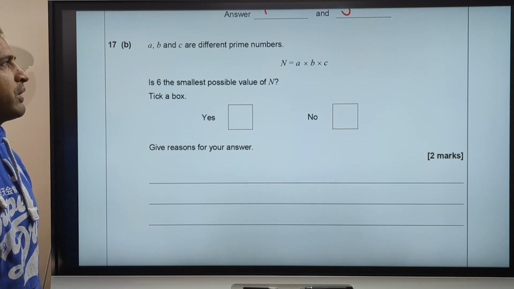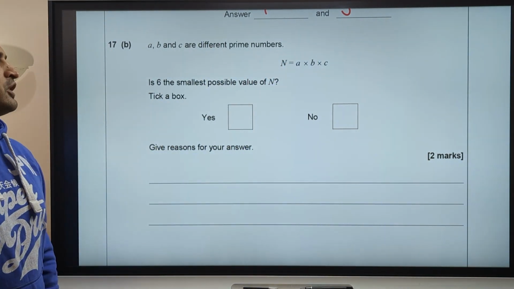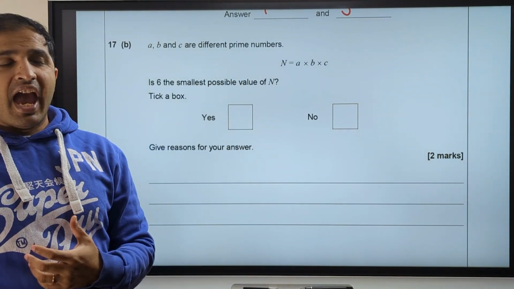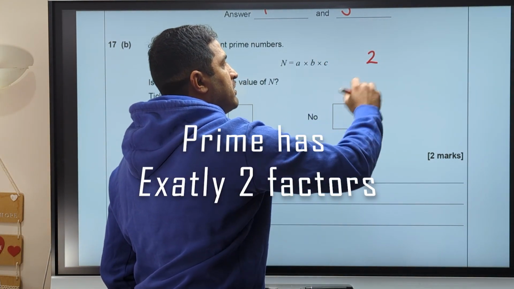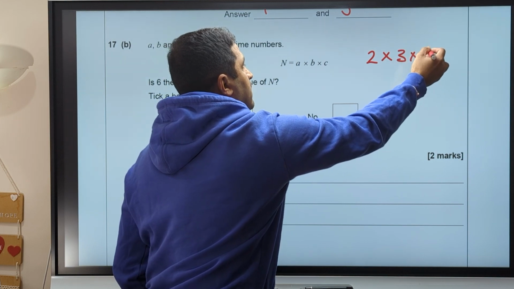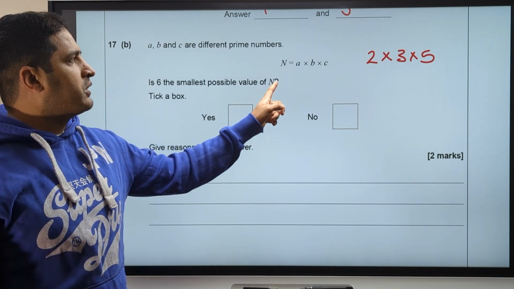A, B, C are different prime numbers. So A, B, and C are all prime numbers. Is 6 the smallest possible value of n? What's the smallest possible prime number? 2. 2 is the smallest possible prime number. So B can be 3 and C could be 5. Is 6 the smallest possible value for n?